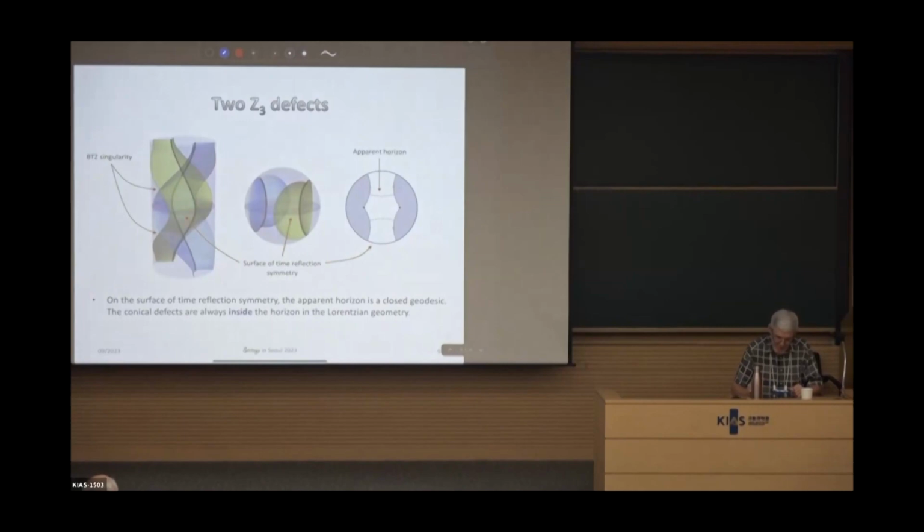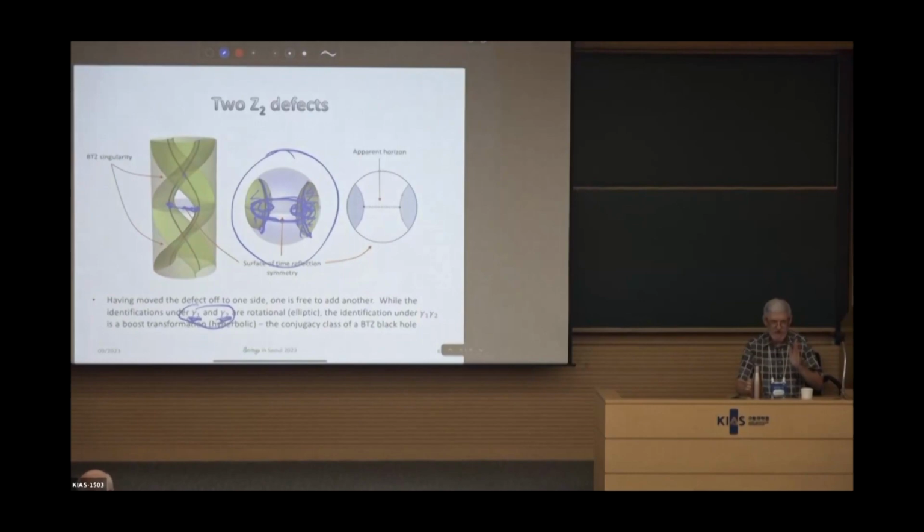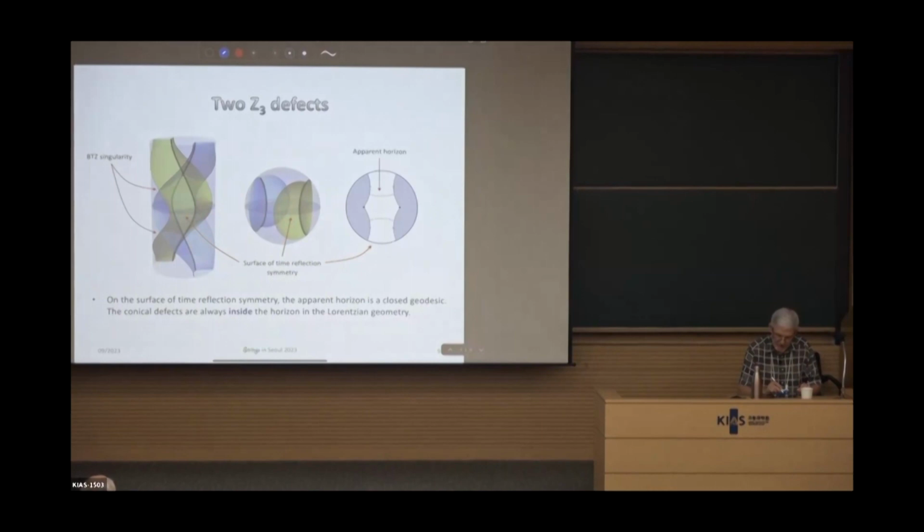So we could ask, where is the horizon of this BTZ black hole? In the case of two Z2 defects, it's a little bit degenerate. It's a little bit easier to say for Z3 and higher. If you think about a BTZ black hole, the usual Lorentzian description of a BTZ black hole is a quotient of global AdS by a boost transformation. And so what the boost transformation does is, if we look on a particular section of constant time, on the surface of time reflection symmetry of this identification, the boost transformation will map some geodesic to another geodesic.